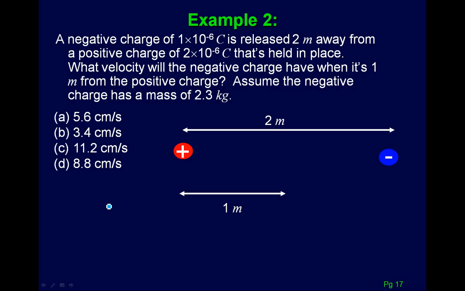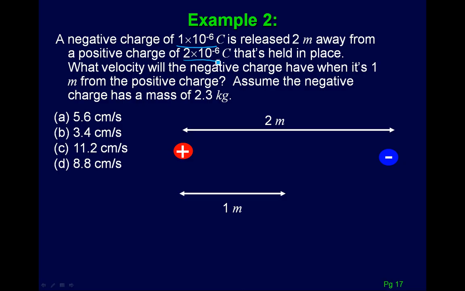So this is a problem that's just like the start of this little lecture. We've got a negative charge and a positive charge. Here they're held 2 meters apart. The size of the charge is 1 times 10 to the negative 6 for the negative, and 2 times 10 to the negative 6 for the positive. They're held in place, and we let go of the negative one.